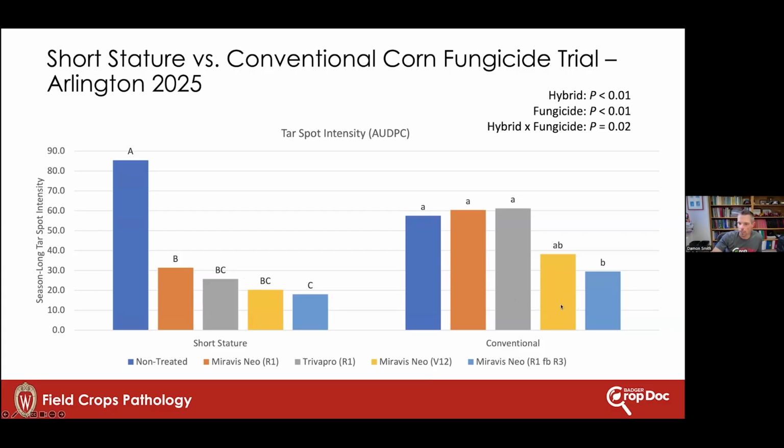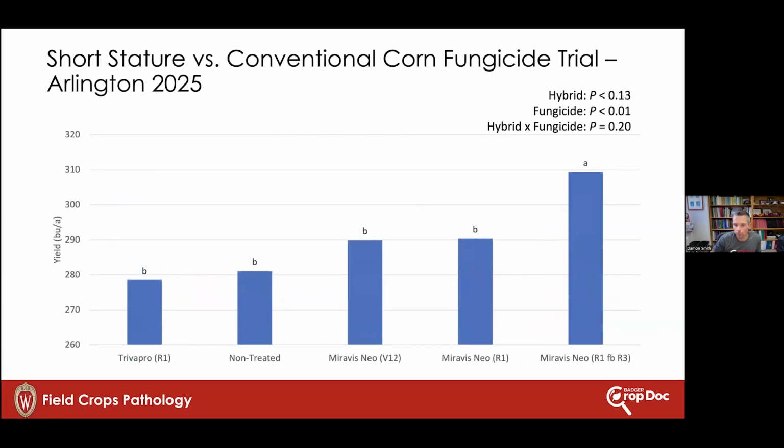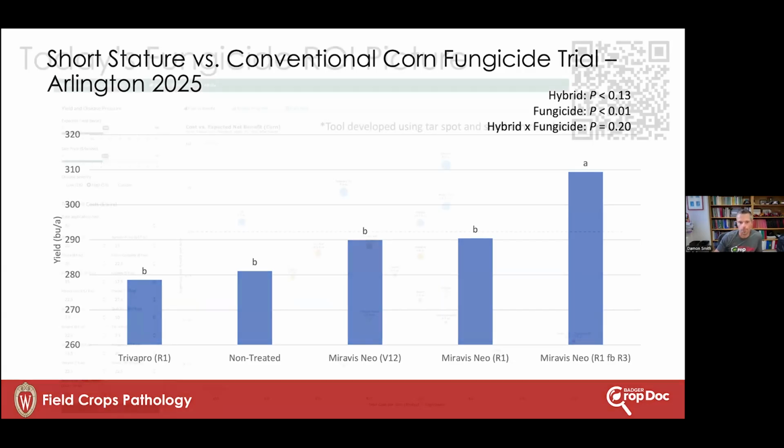Less responsive was the conventional hybrid, but still some responses out of some of these well-timed fungicide applications there. And then no differences in the hybrids in terms of yield response, but we did get a response in terms of the fungicide application. Obviously, if you apply a two-pass program, you're covering that whole window of susceptibility, and you probably get some of the best yields there. But you got to do some math to see if that treatment would actually pay for itself. Some of these well-timed single applications probably doing just fine and giving you economic benefits there as well.